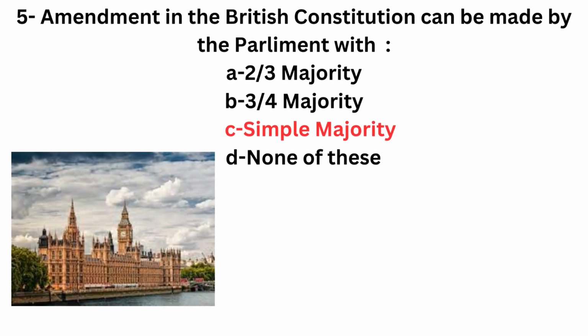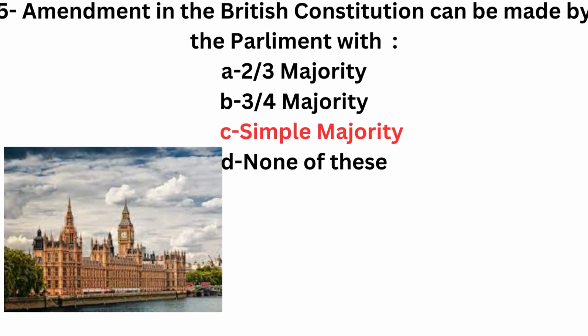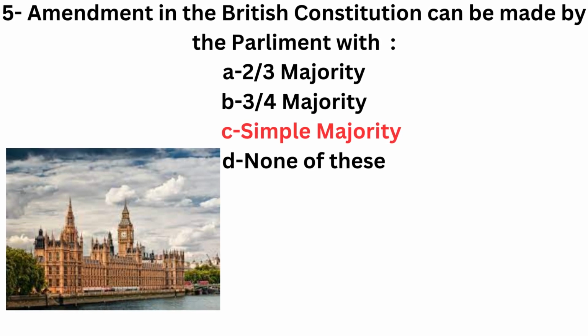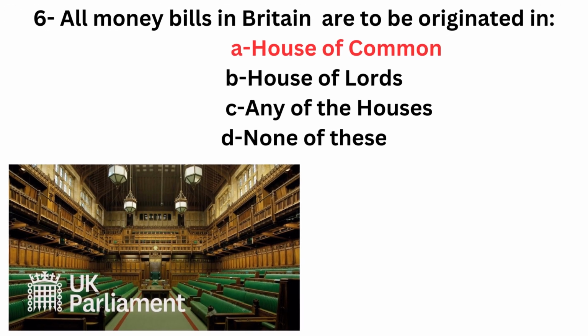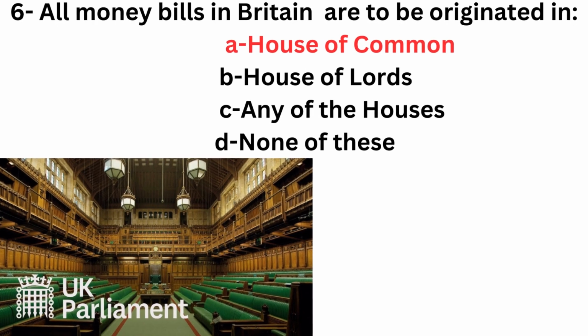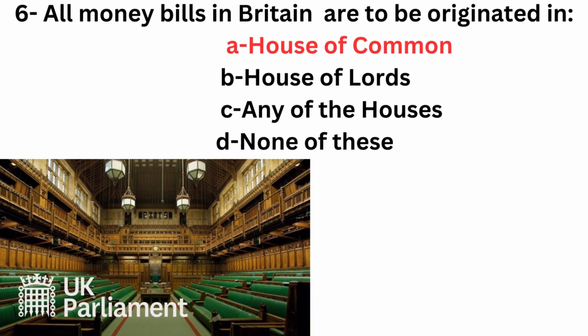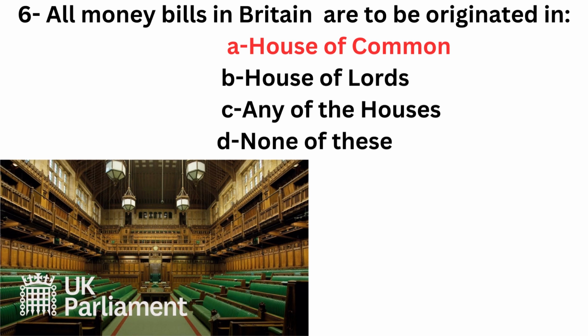Next one is: amendments in the British Constitution can be made by the Parliament with. It is option C, simple majority. Next one is: all money bills in Britain are to be originated in. Option A, House of Commons. In the majority of democracies, money bills are mostly generated in the lower house or national assembly, just like in Pakistan or like Lok Sabha in India. So option A, House of Commons.